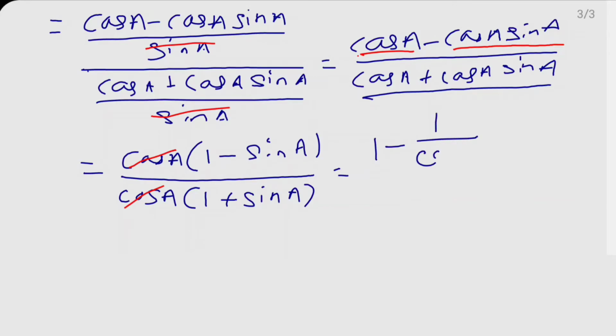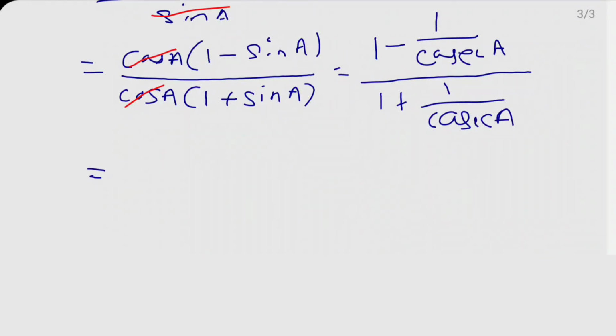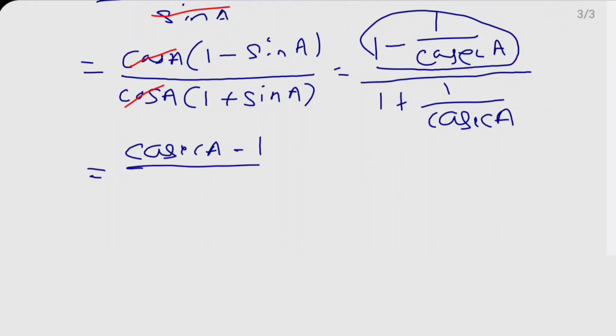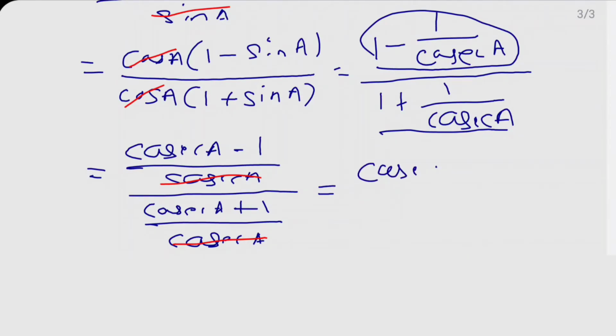We can write 1 divided by cosec A, and this divided by 1 plus sin A, we can write 1 by cosec A. So now here take LCM cosec A, so this becomes (cosec A minus 1) divided by cosec A, and this divided by, here also take cosec LCM, so this becomes (cosec A plus 1) divided by cosec A. Cosec gets cancelled, so remaining term (cosec A minus 1) divided by (cosec A plus 1), so this is equal to RHS.